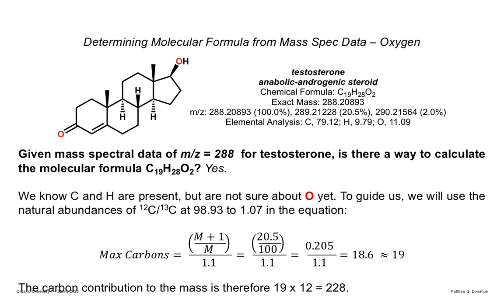Now we have to figure out how many hydrogens, and then whatever's remaining, we're going to assume is due to oxygen. So we put all that stuff in this equation, exact number of carbons. So again, use abundance numbers. That gets us 19. We multiplied by 12, and we saw that carbon's contribution to the 288 is 228.